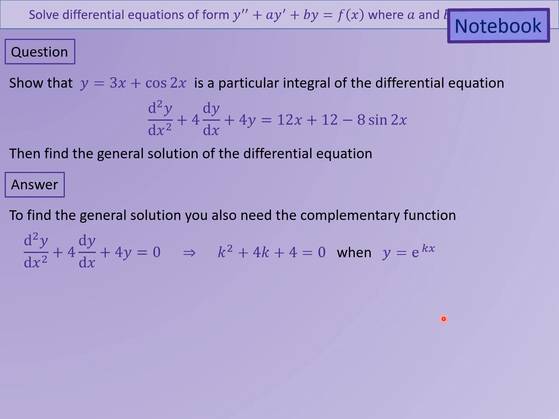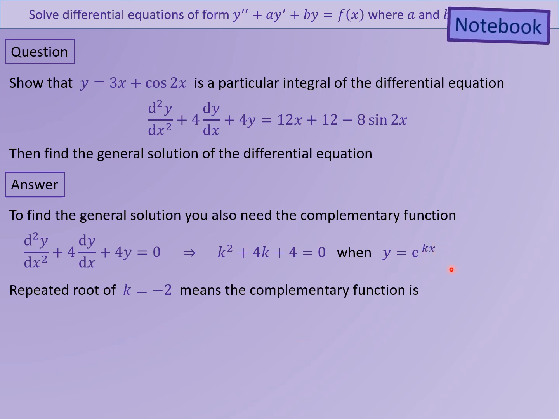That's when y equals e to the kx. Solve it using whatever technique you want. In this case, k is going to equal -2, and it's a repeated answer. So that means that we're going to have y equals e to the -2x (a plus bx). So that is my solution. Okay, so that's my general solution for this homogeneous equation.